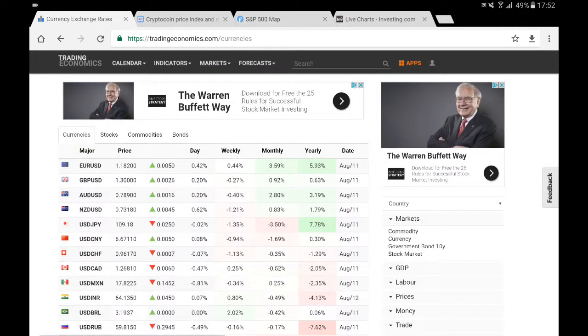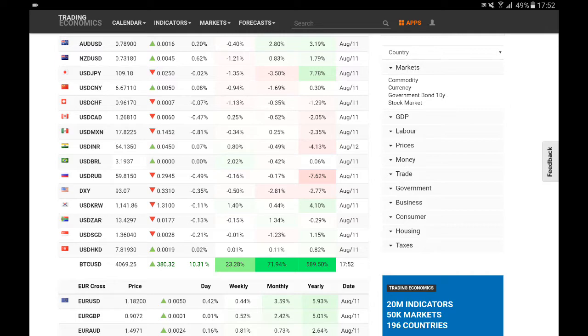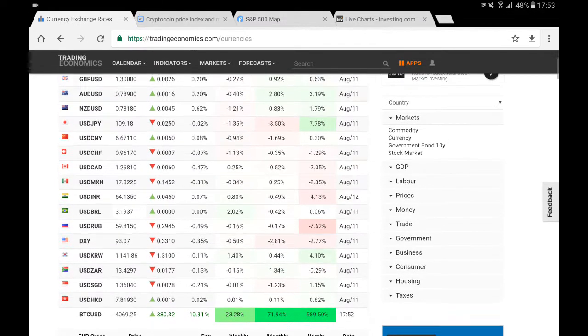So now we're gonna have a look at the currency performance. As you can see here, Bitcoin, BTC USD. The last price for Bitcoin was $4,069, up $380 last session, that's 10% up. Weekly performance 23% up. Monthly performance, that's 71% up. And yearly performance, that's 589.5% up. That's huge.